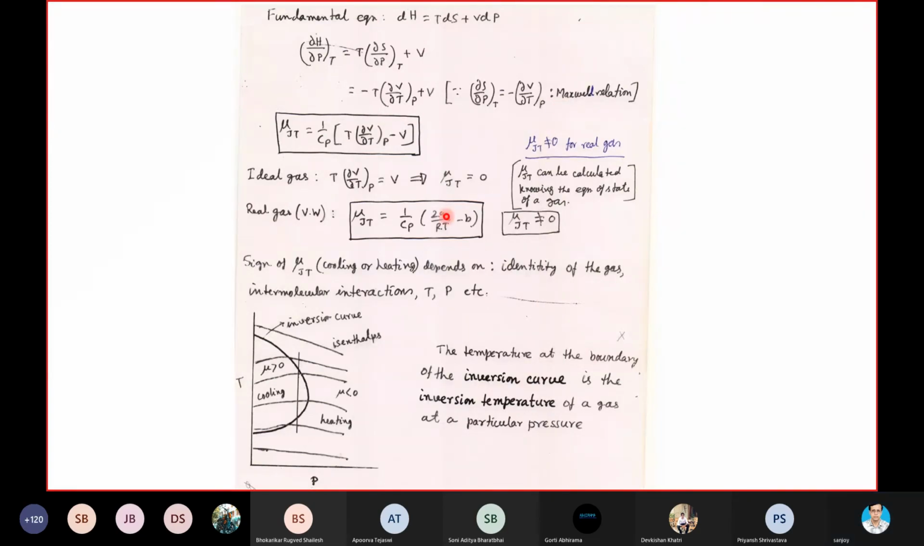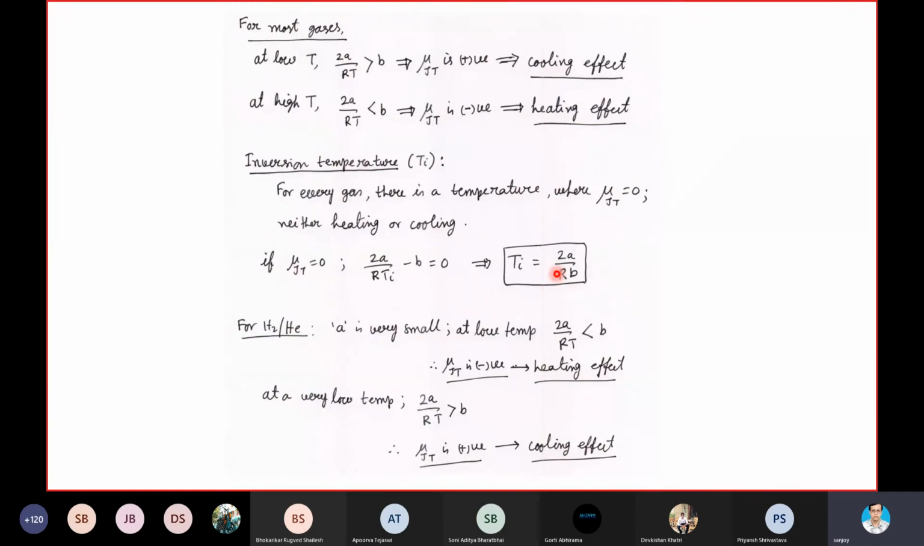And then finally, I showed you that because this is a fundamental general equation in terms of volume, temperature, pressure, you can bring in the equation of state. Two examples I took: ideal gas, this will be 0, we already know, and say Van der Waals gas, you will have some expression. Now there are two competing terms here, 2a by RT and b. Depending on which is greater, you will have mu JT either positive or negative, and this is the result. We see either cooling effect or heating effect.